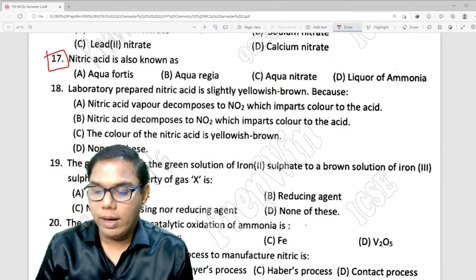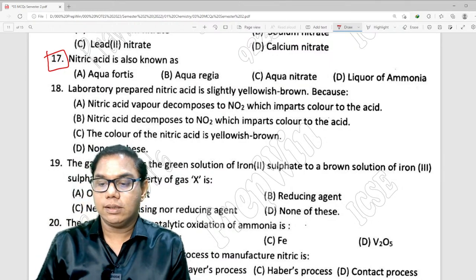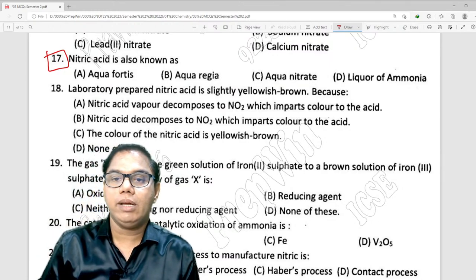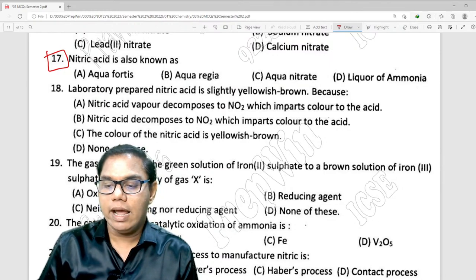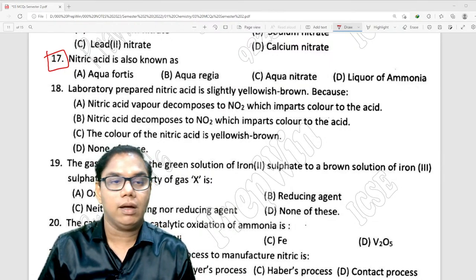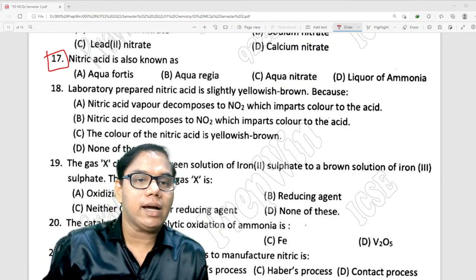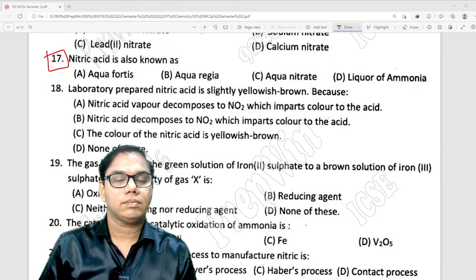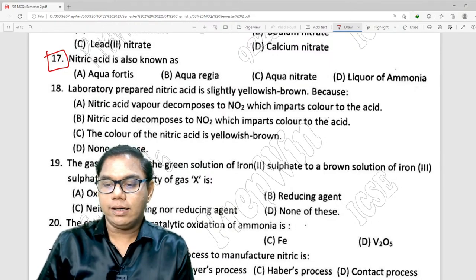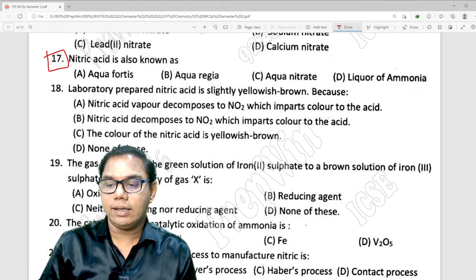What is the name given to this? 17th wala, is it A, B, C, or D? Is it aqua? I want 17th one. 17th ka correct answer. What is the correct answer?